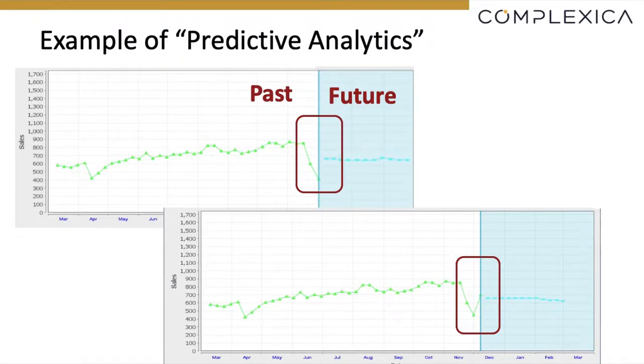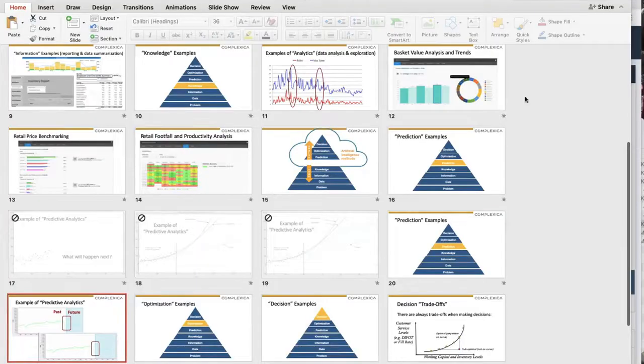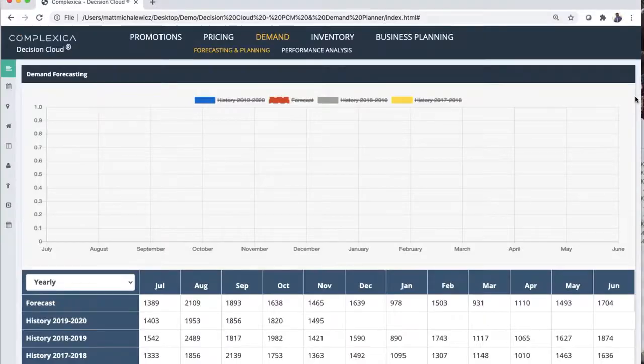In this case, we can see that the original prediction made did turn out to be accurate, and demand has snapped back to a level that is very much in line with the original prediction. This problem of demand forecasting planning can be viewed in more modern software environments. This is Complexica's Decision Cloud, where we have promotions, pricing, demand, inventory, and business planning.